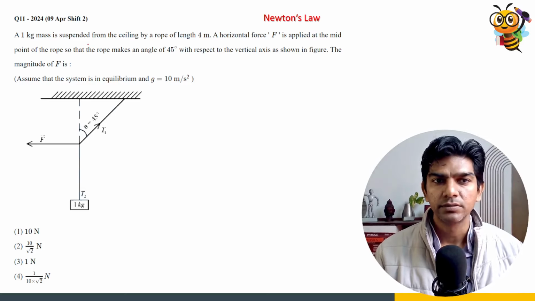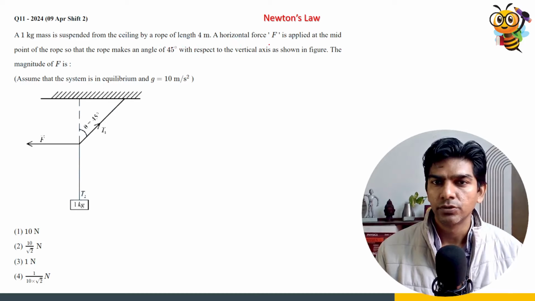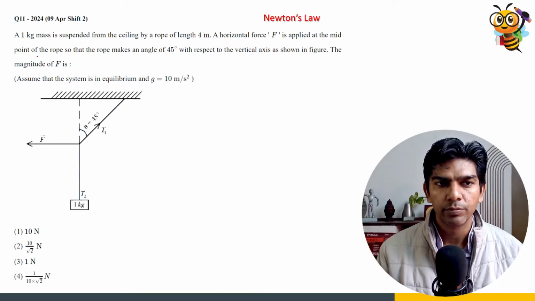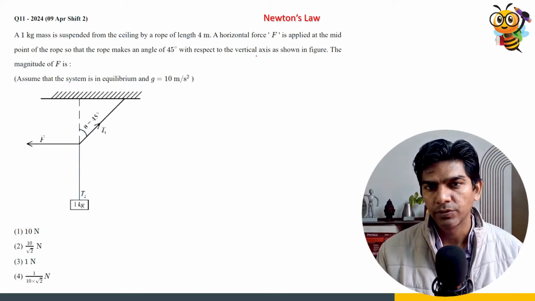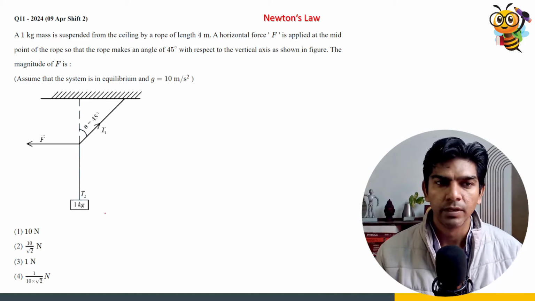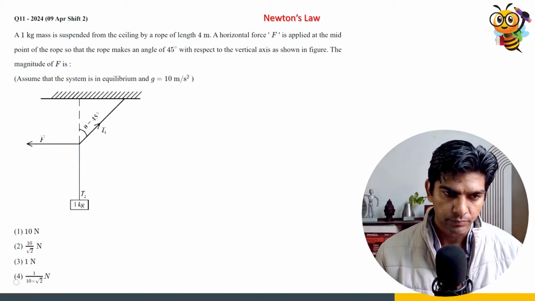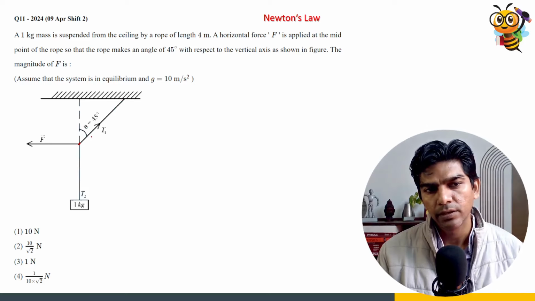A 1 kg mass is suspended from the ceiling by a rope of length 4 meter. A horizontal force F is applied at the midpoint of the rope so that the rope makes an angle of 45 degree with respect to the vertical axis as shown in the figure. Find the magnitude of the force. So here, if you look at this knot, we are exerting a force at this particular point and the string makes an angle of 45 degree.